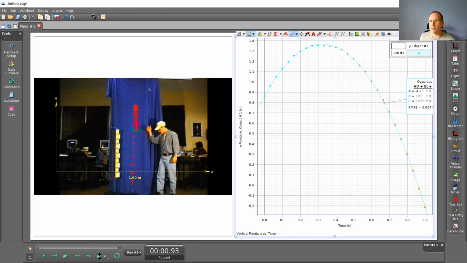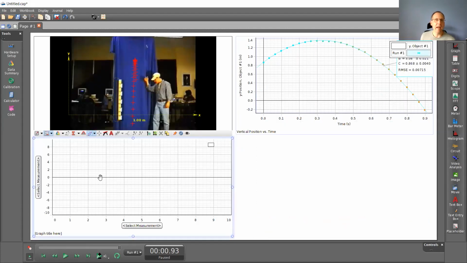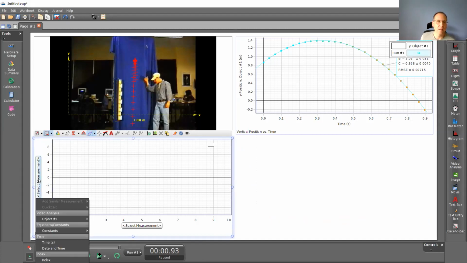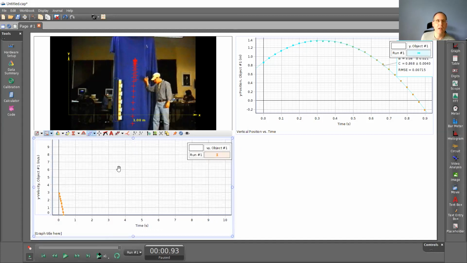Now I'm going to click on graph again. And now I want to plot the vertical velocity versus time. So again, I just go to the y-axis, object 1, and now I choose Vy, right? Make sure you choose the y, not the x, because that would be the horizontal velocity. We don't want to look at that. We want to look at the vertical velocity. Again, I will scale it by clicking on this left icon.